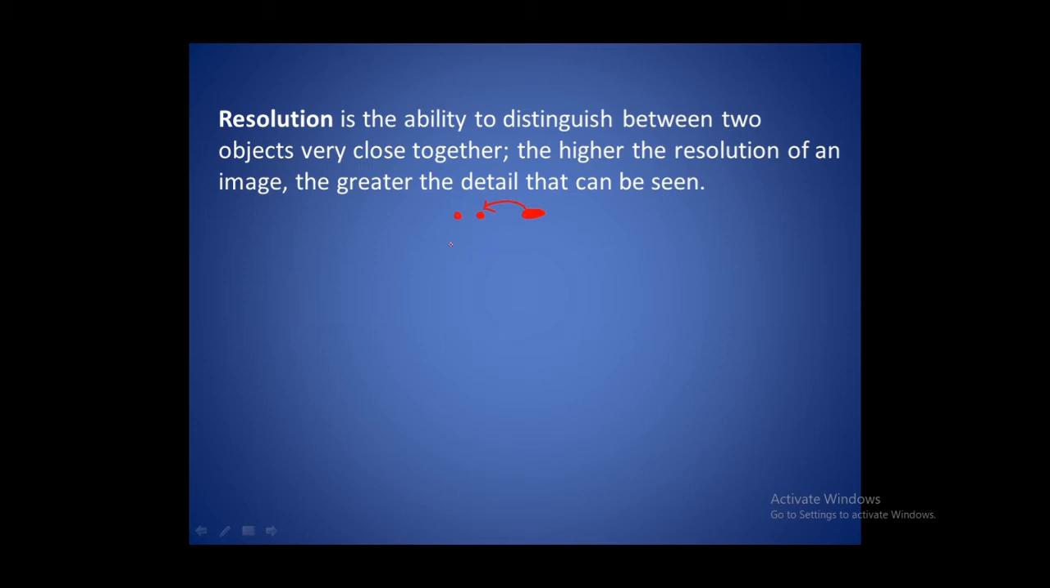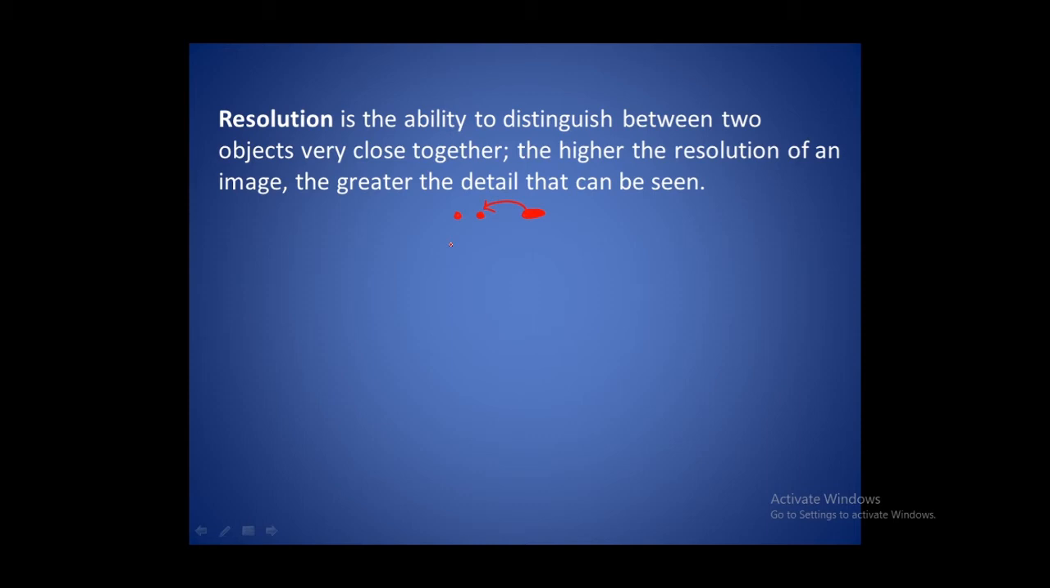So in a cell, if you have different cell organelles and the resolution is not high, then you will not be able to see the cell organelles, as you have seen in the photomicrograph. But as you observe the same sample under the electron microscope, which we will be discussing now, you will be able to see many different types of cell organelles inside.